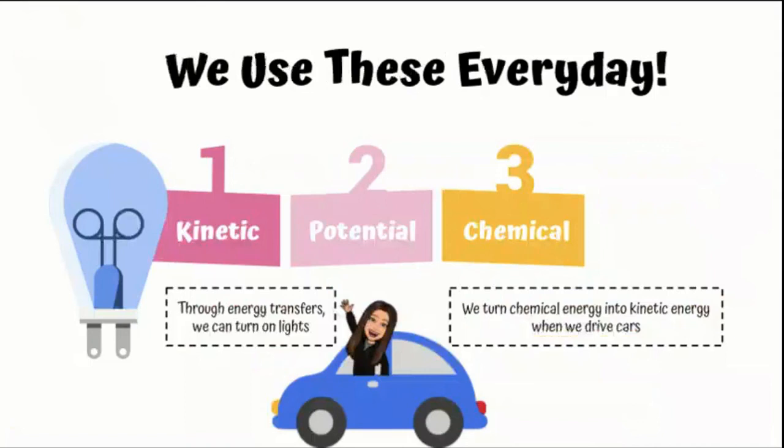So we use these different types every day: kinetic, potential, and chemical. And so we can turn on lights through different energy transfers, and then we can turn gas or chemical energy into kinetic energy when we drive cars. So if we go to the gas station, we put the gas in our car, then that can turn into kinetic energy when we start to move the car.